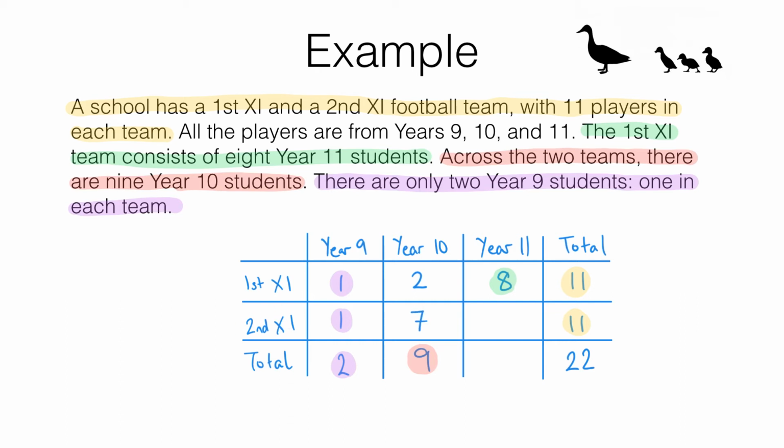Looking at the second team, we know we need 11 players altogether. We've got 1 year 9 student and 7 year 10 students, so that's 8 students altogether. We need 11, which means we need 3 more students in there. Finally, what's the total number of year 11 students? Well, 8 plus 3 is 11, so 11 goes in there. Finally, we should just check, do the totals going this way match the totals going this way? Well, we know 11 plus 11 is 22. 2 plus 9 plus 11 is also 22, so that's a really good sign.